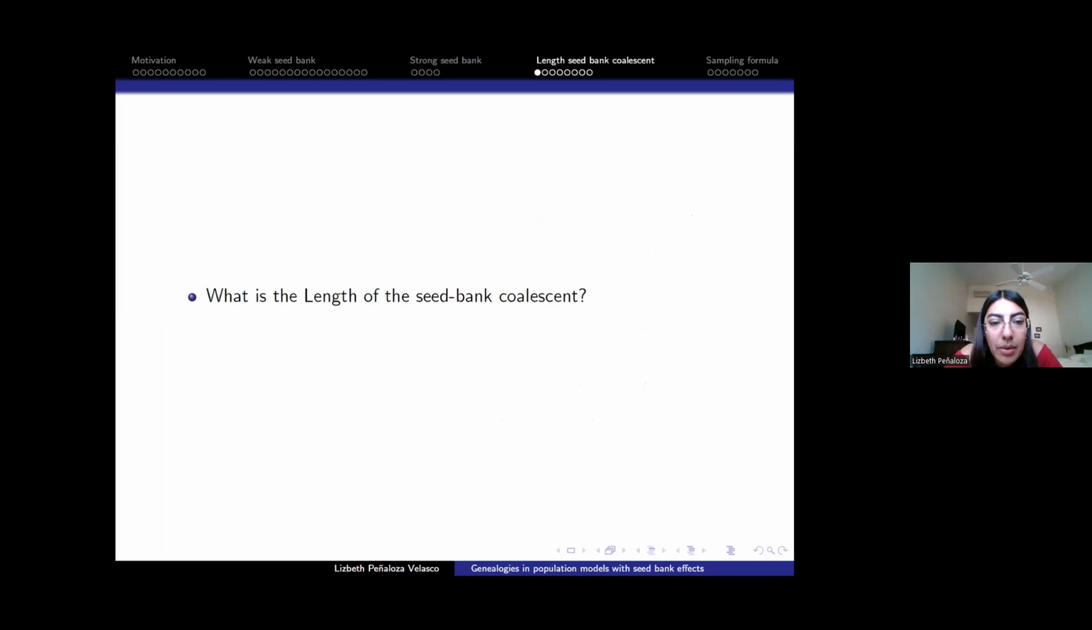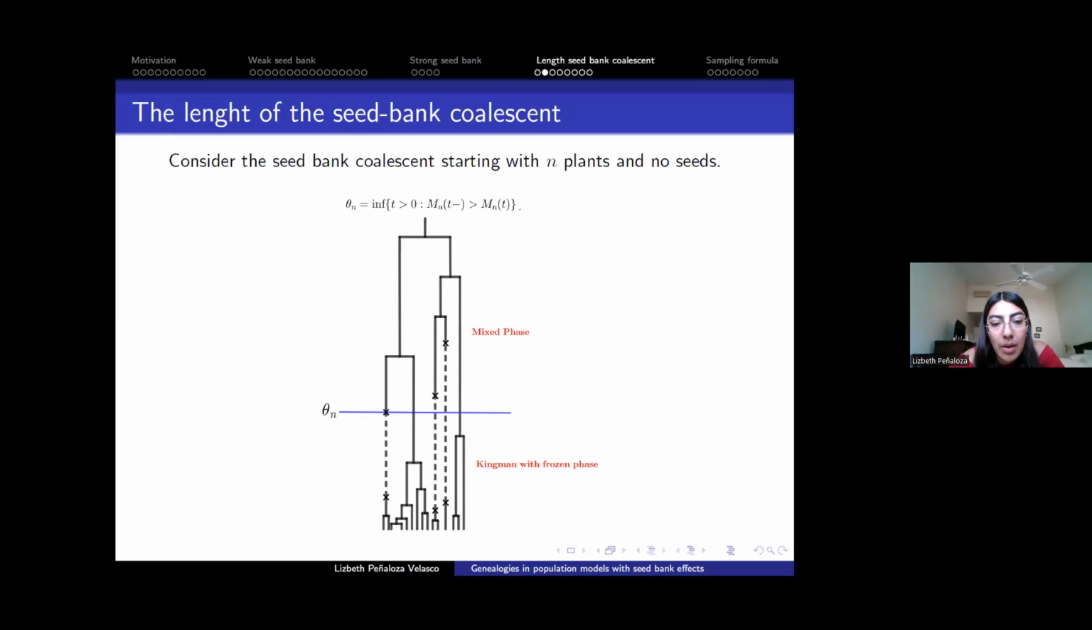So now we want to answer the question, what is the length of the seedbank coalescent? We consider the seedbank coalescent starting with n plants and no seeds, in this case. And we construct this stopping time. We say that theta n is the first time that a seed becomes a plant.